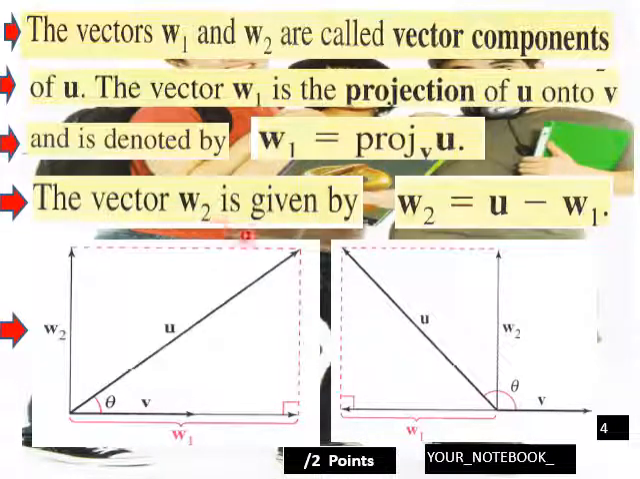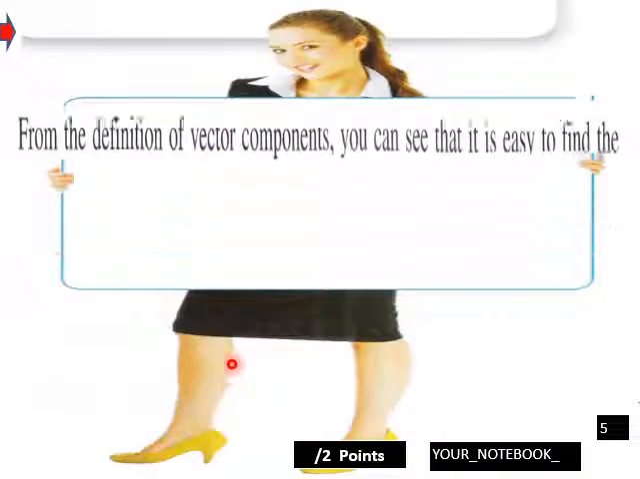The vector W2 is given by U minus W1. So W2 here would be U minus W1. That would be that force here, and the same thing over here. W2 would equal U minus the force of W1. Okay, so what do we do with that?